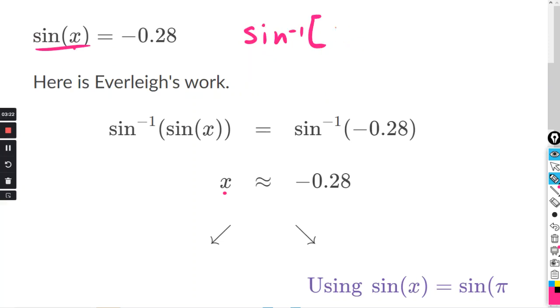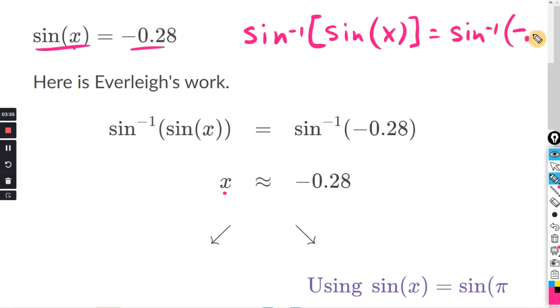of sine of x, and that's going to equal the inverse sine of negative 0.28. I'll just put 0.28. I don't have the room here. Okay, so I did inverse sine on both sides.